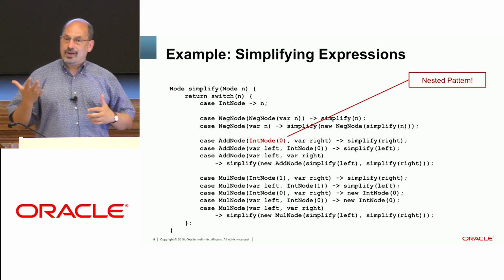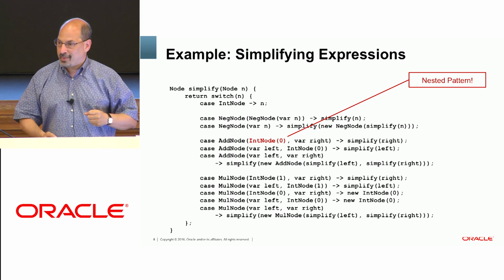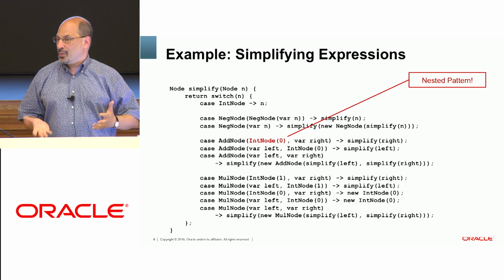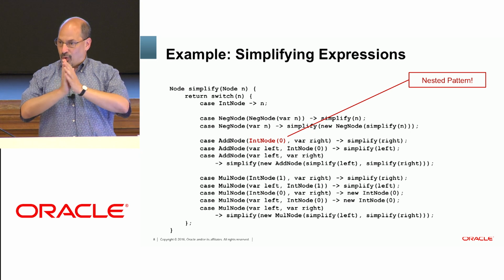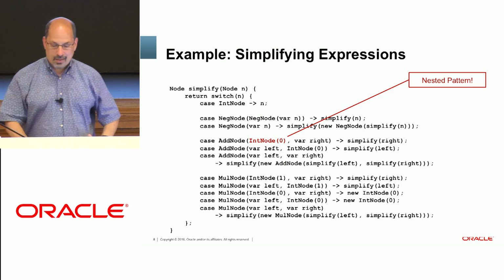patterns are cool. There are multiple kinds of patterns that you can have: type test patterns, constant patterns, destructuring patterns, and they compose through nesting, which allows you to say what you want all in one go. So, okay, good feature, we like it. All right, how do we implement it?